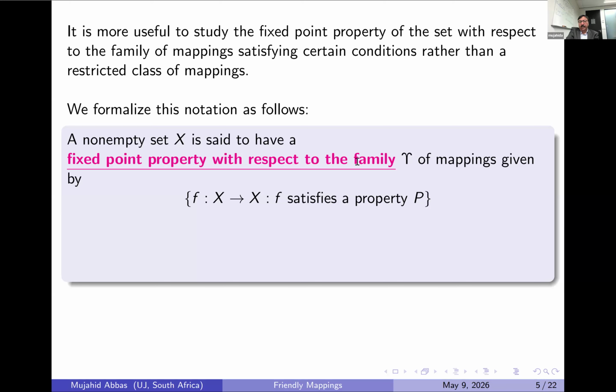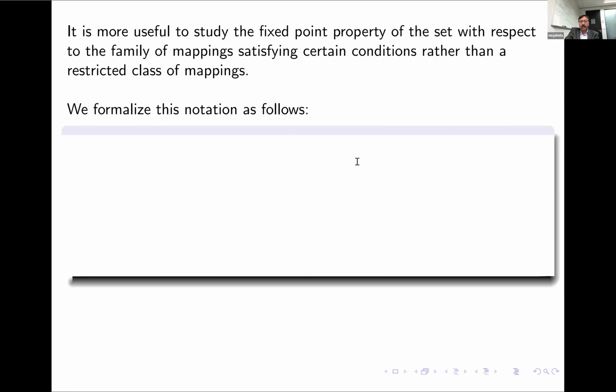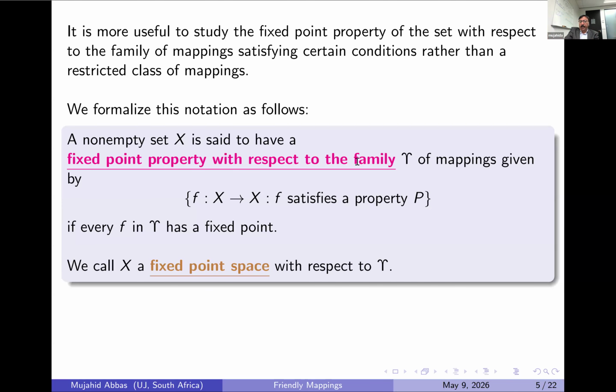that a non-empty set X is said to have the fixed point property with respect to a family of mappings if you consider the collection of all mappings F satisfying a certain property, then each has a fixed point. And we say X is a fixed point space with respect to that family.